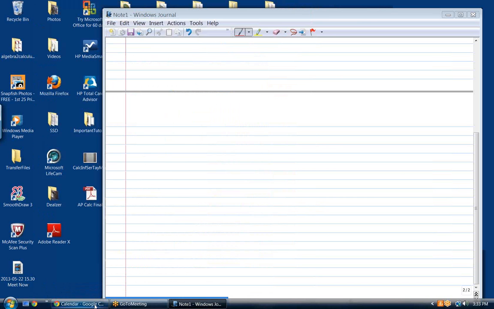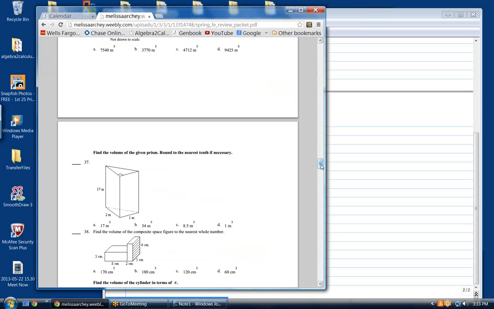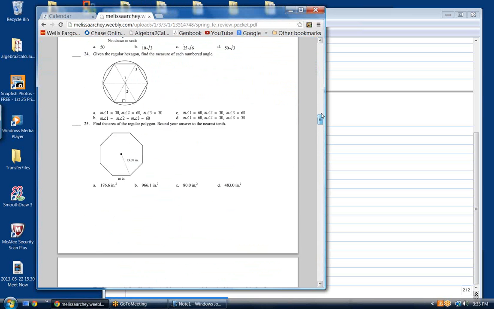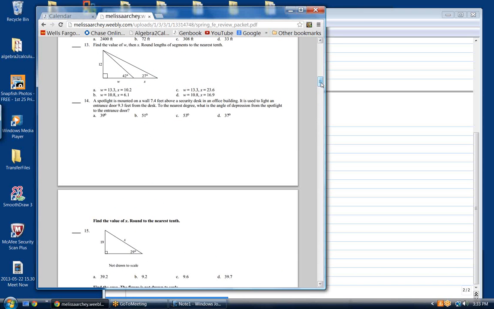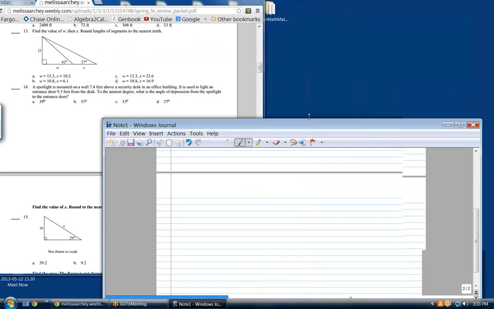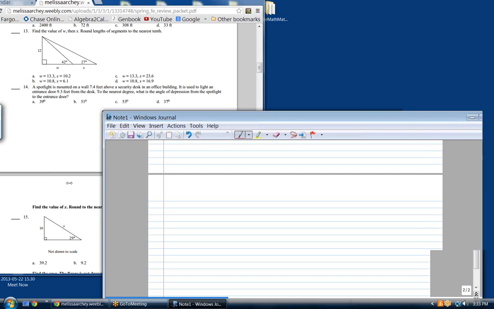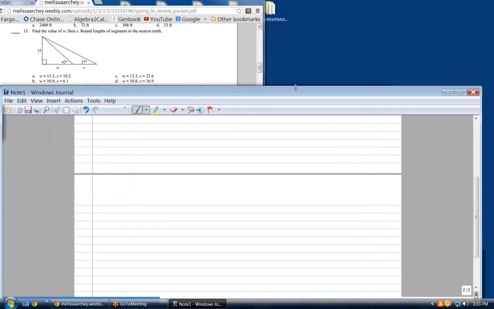So where would you like to start here? Do you want to start at 13, or do you want to start at 22? Let's go 13. Okay. Find the value of W, then X.